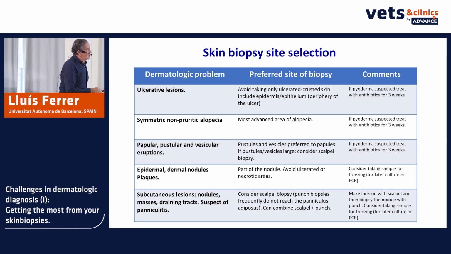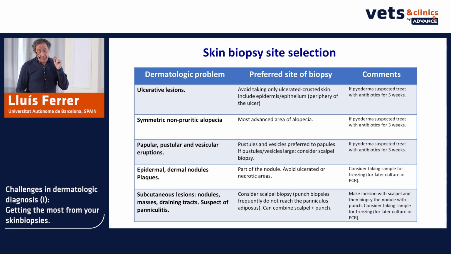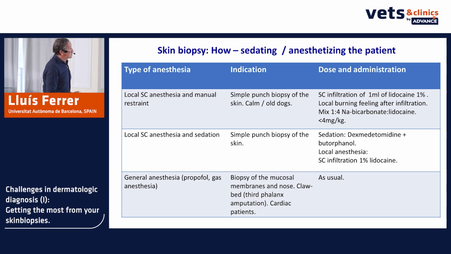In papules, pustules, and vesicles, we need to collect the entire lesion, the primary lesion. In plaques and nodules, we have to avoid necrotic areas. And in subcutaneous lesions, we need to consider that with the punch biopsy, on many occasions you don't get the subcutaneous tissue, so probably you need to do the biopsy with a scalpel. We will see examples of this right now.